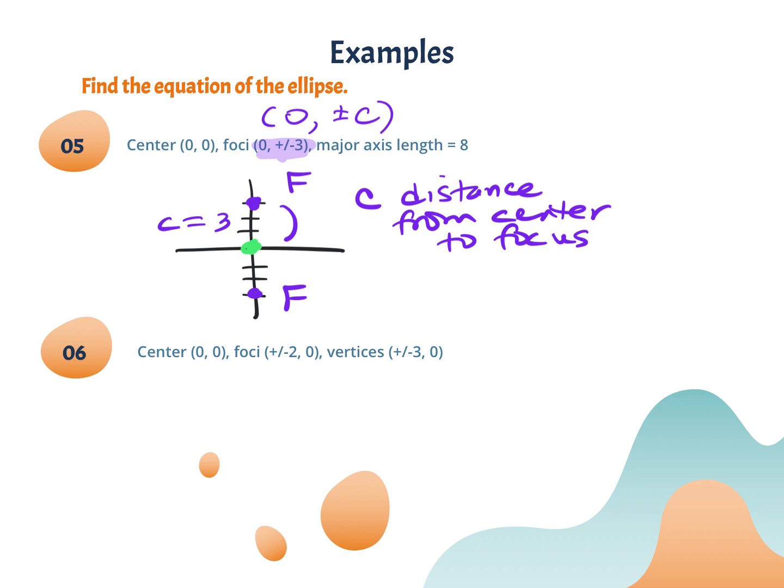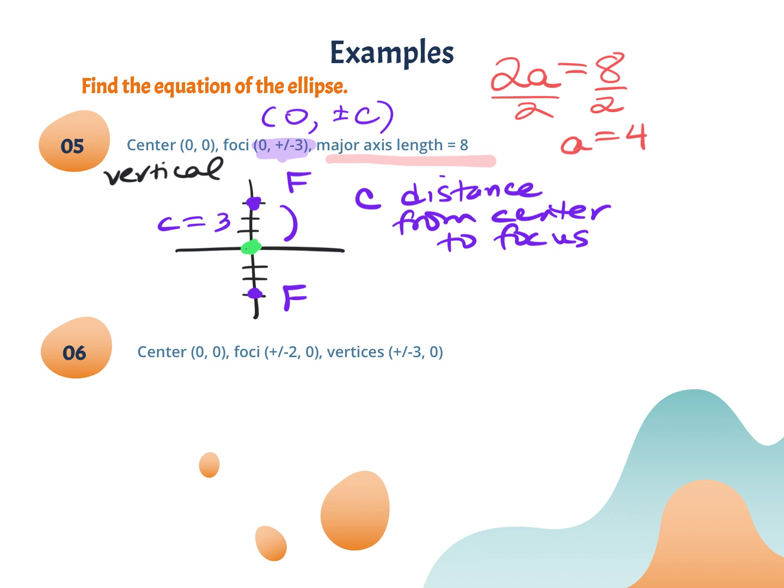So the next thing that they gave me is that the major axis length is equal to 8. Back on slide number 3, I told you to pay attention that the major axis length was always equal to 2 times a. So I'm going to take 2a and set it equal to 8. I'm going to divide by 2, and my a value is 4. Now, when your focus points or your 2 vertices are on top of each other, or up and down, we can see here that our graph is going to be vertical.